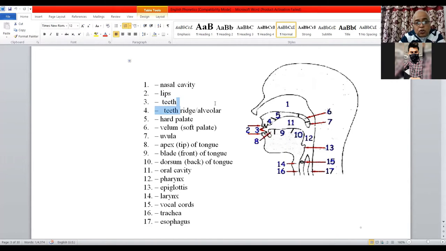The teeth ridge or the alveolar, you may have to show, or the hard palate or the velum, the tongue, the tip of the tongue or the front of the tongue or the back of the tongue, the oral cavity, the vocal cords. These few things you may be asked to label.